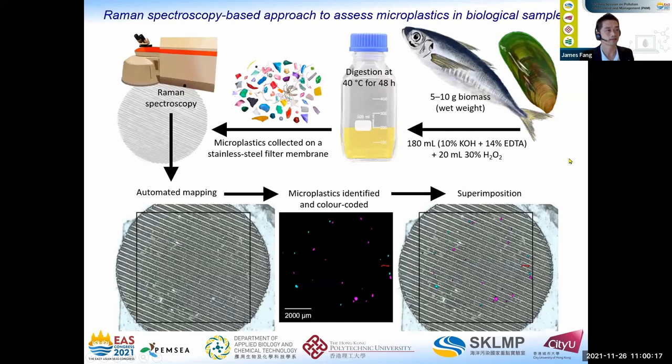This slide summarizes what we have discussed on the last few slides. When we have the biological sample, we use the treatment KOH to digest the biomass, then extract the microplastic, retained on a stainless steel membrane. The particles, including microplastic, on this stainless steel membrane are identified by an automated mapping approach of Raman spectrometry. This is the flow of the analysis of microplastic in our lab.